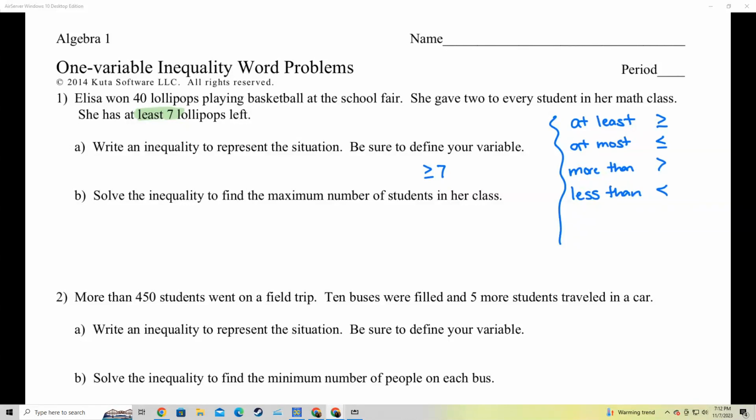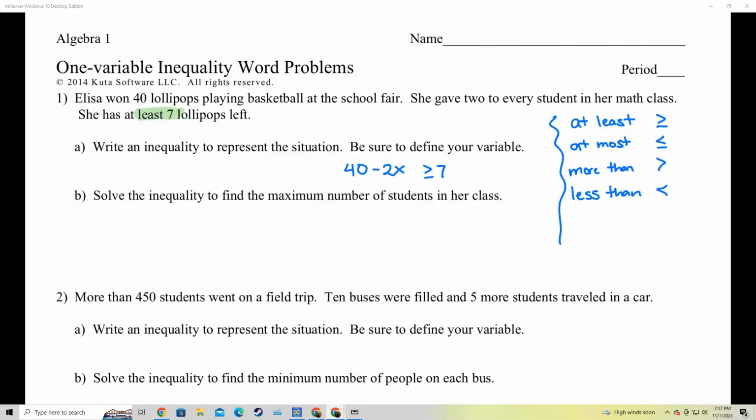It says Elisa won 40 lollipops. So I know she's starting off with 40, but every single time she sees a student, she's going to give two away. So if she sees one student, she's going to give two away. If she sees two students, she's going to give four away. If she sees three students, she's going to give six away. She's counting by twos in this instance. And every single time she sees a student, the number of lollipops goes down by two. Now, I don't know how many students there are.